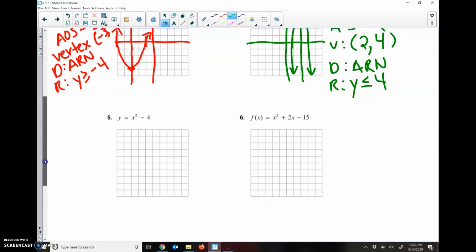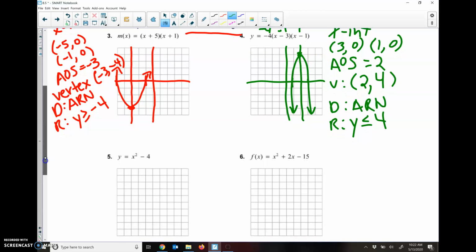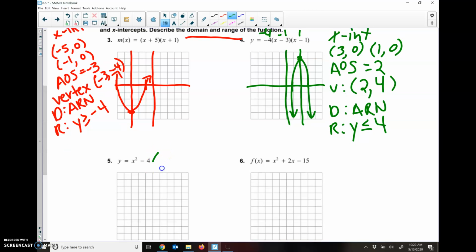Okay, 5 and 6 kind of looks like 3 and 4, except they're not set up with the parentheses. So you just have to FOIL them out to set them up with the parentheses. So here we have x squared minus 4. So the only way to get to x squared is x and x. And then I need the square root of 4, which is a positive 2 and a negative 2. And then you can do it just like number 3.